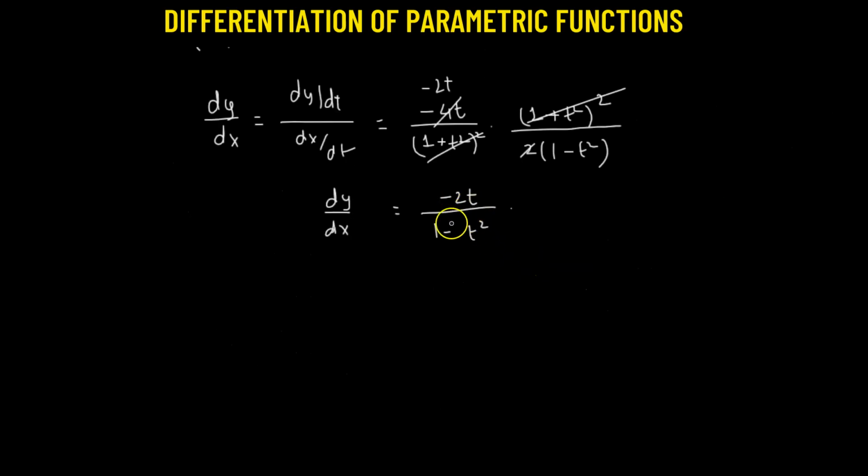Here we have negative 2t over 1 minus t squared. So we can also express it as the derivative of y with respect to x equals negative x over y. So our value of the derivative dy over dx could be either this or this.